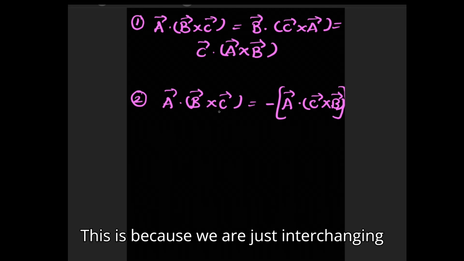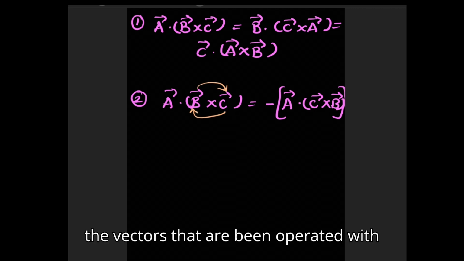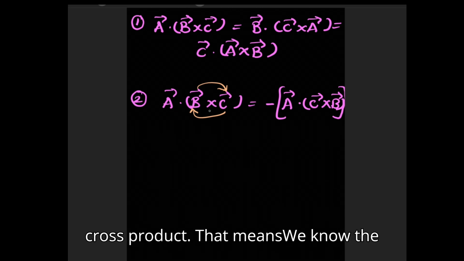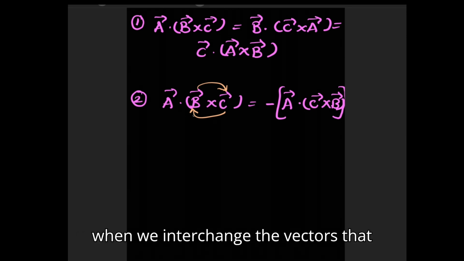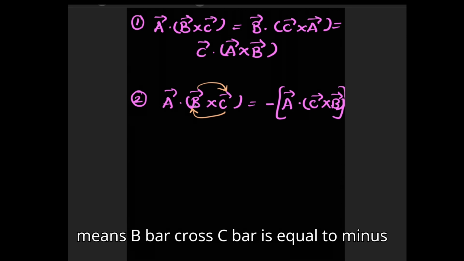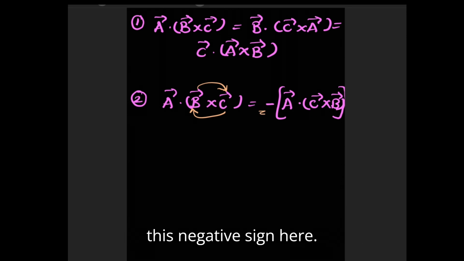This is because we are just interchanging the vectors that are being operated with cross product. That means we know the cross product is anti-commutative when it is operated between two vectors. So when we interchange the vectors, that means b bar cross c bar is equal to minus c bar cross b bar. That is why we have this negative sign here.